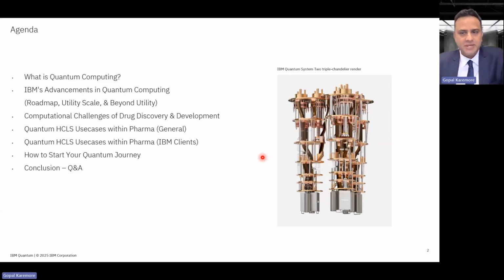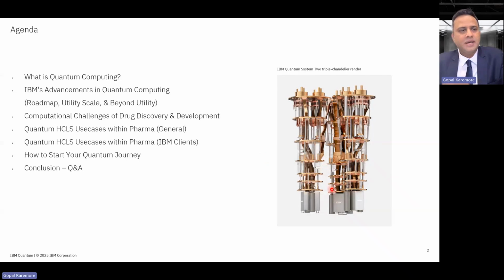We have a busy agenda. First, I will talk about what is quantum computing. I'm sure many people are from academia, so I will briefly talk about it. Then I'll talk about IBM's advancement in quantum computing, such as our hardware roadmap, utility scale, what we mean by beyond utility, and what is quantum-centric supercomputing.